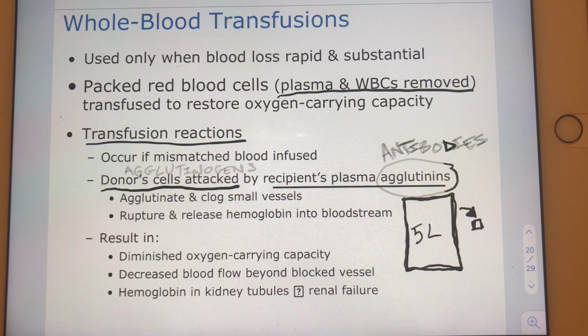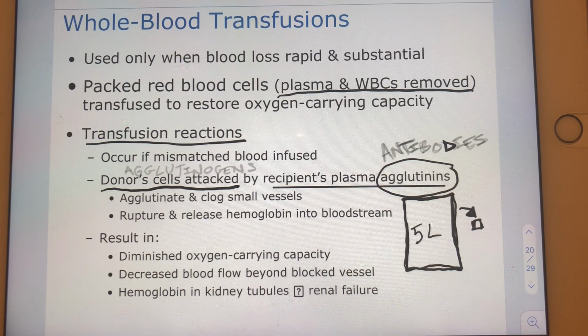We talked about transfusing packed red blood cells. We're good. We talked about transfusion reactions being very bad news, especially because the patient is likely already compromised. So why would we want to compromise someone that's already having trouble? But the thing that I really failed to point out here is this term, agglutinins. Agglutinins and agglutinogens are not the same thing.